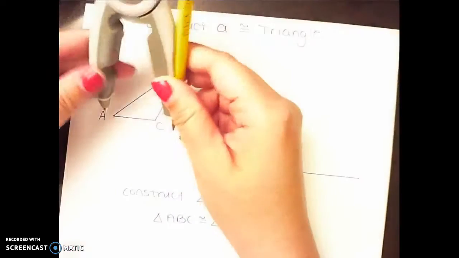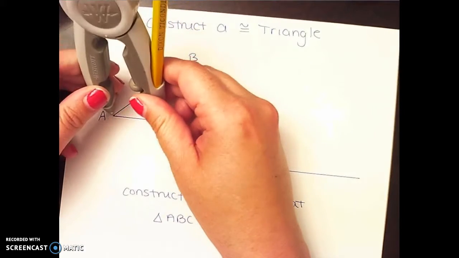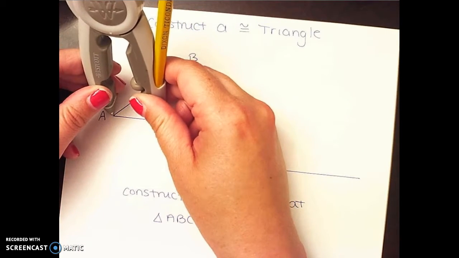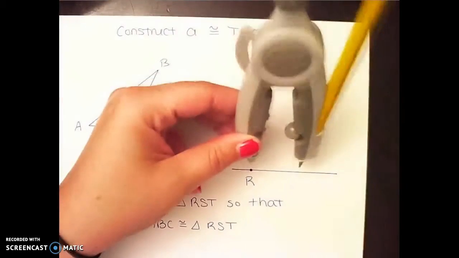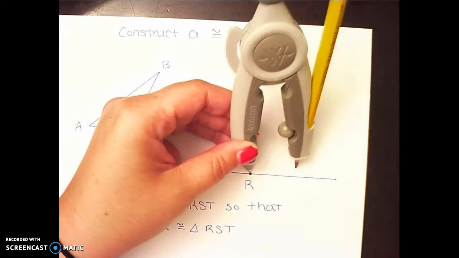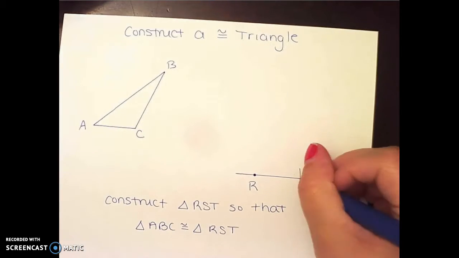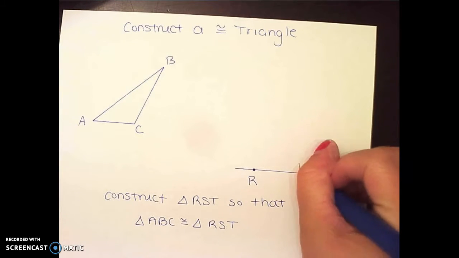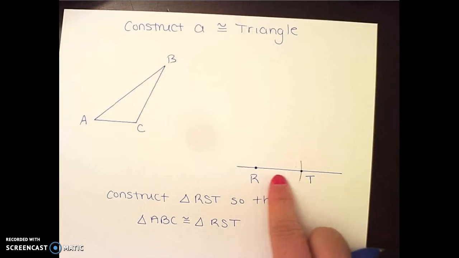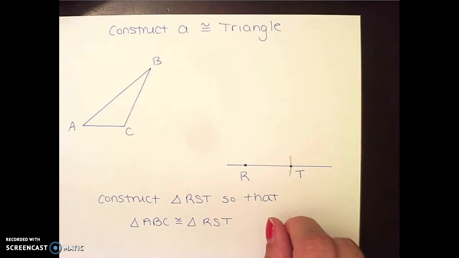So I need to measure the length of segment AC. Okay. And then I'm going to move my compass point over to R and mark that length off on my segment. And so this point here will be the image of C, which again is point T. So I've got one side of my triangle constructed.